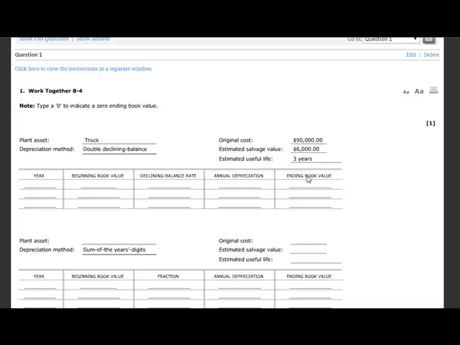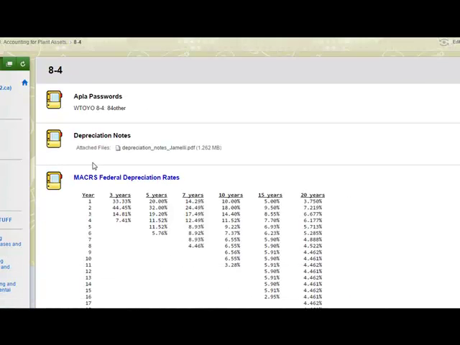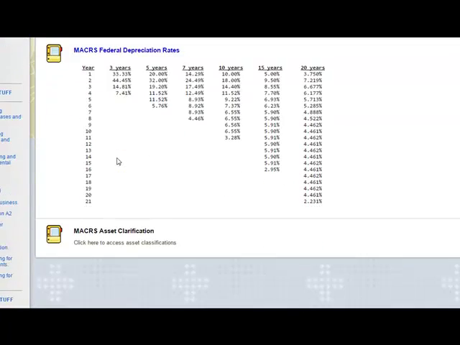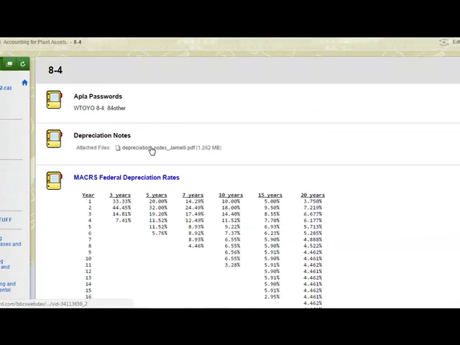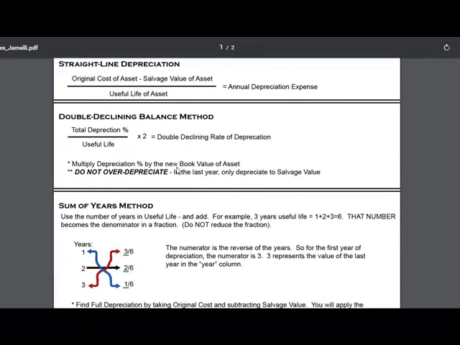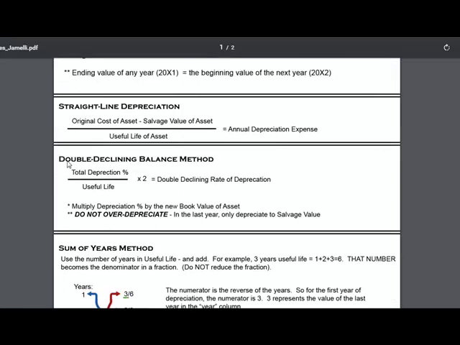Now, I'm not expecting anyone to remember the formulas. Out in Blackboard in the 8.4 folder, I have a PDF that has all of these formulas out there. It's going to look like this. Okay, so we're working on double declining. So our double declining rate of depreciation is our total depreciation percentage divided by our useful life times 2.